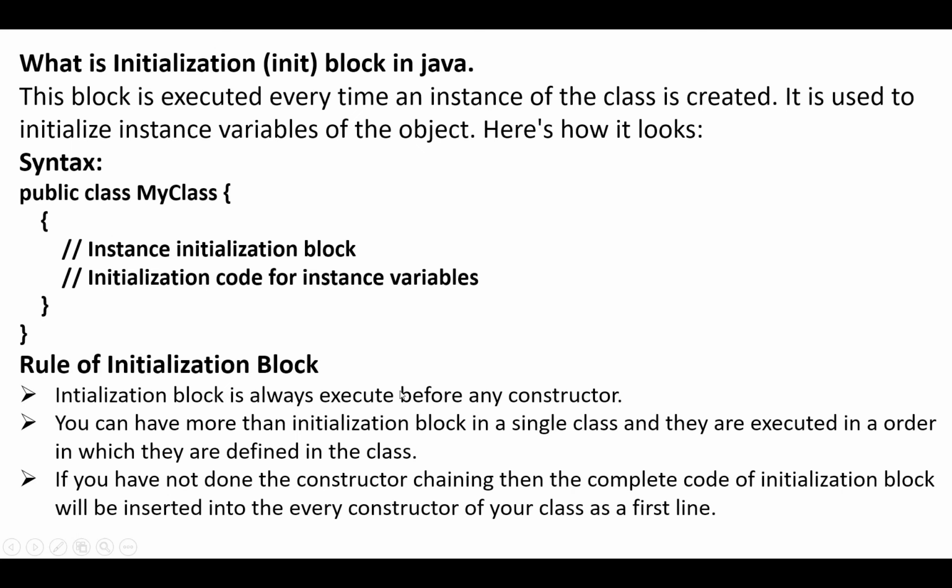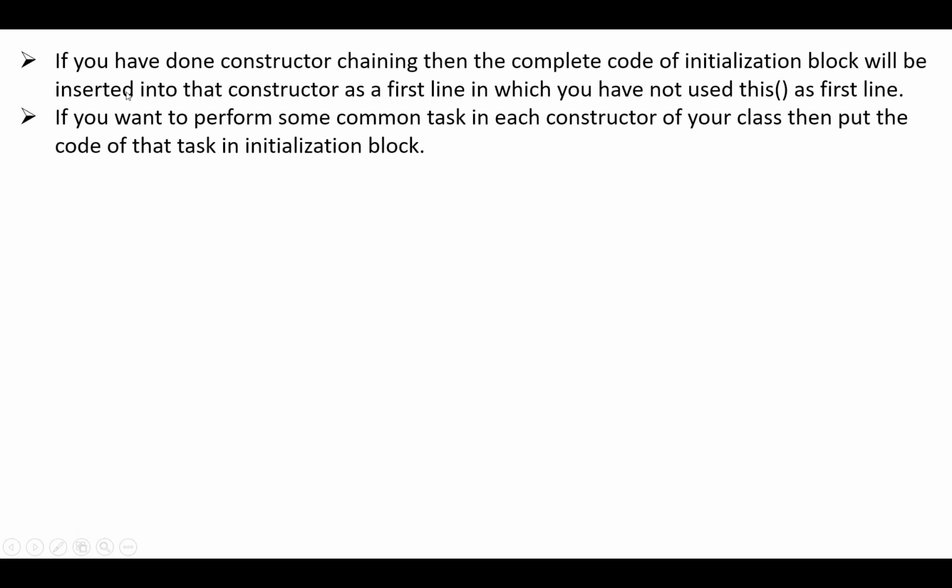An initialization block is always executed before any constructor. You can have more than one initialization block in a single class, and they are executed in the order in which they are defined in the class. If you have not done constructor chaining, then the complete code of the initialization block will be inserted into every constructor of your class as the first line. If you have done constructor chaining, then the complete code of the initialization block will be inserted as the first line into the constructor in which you have not used this.